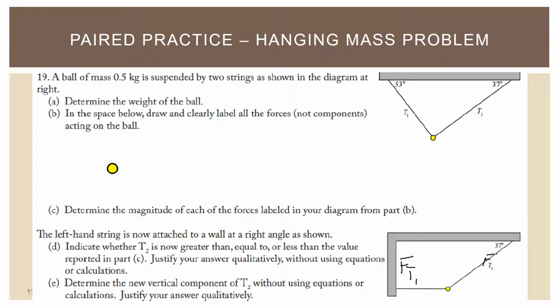And part D, after saying this left-hand string is now attached to the wall, says indicate whether T2 is now greater than, equal to, or less than the value you reported in part C. And it says to justify your answer qualitatively without using equations or calculations. I think the main thing that you have to realize to answer this question is what each component of the force does. The real point of the X components is to cancel each other out.